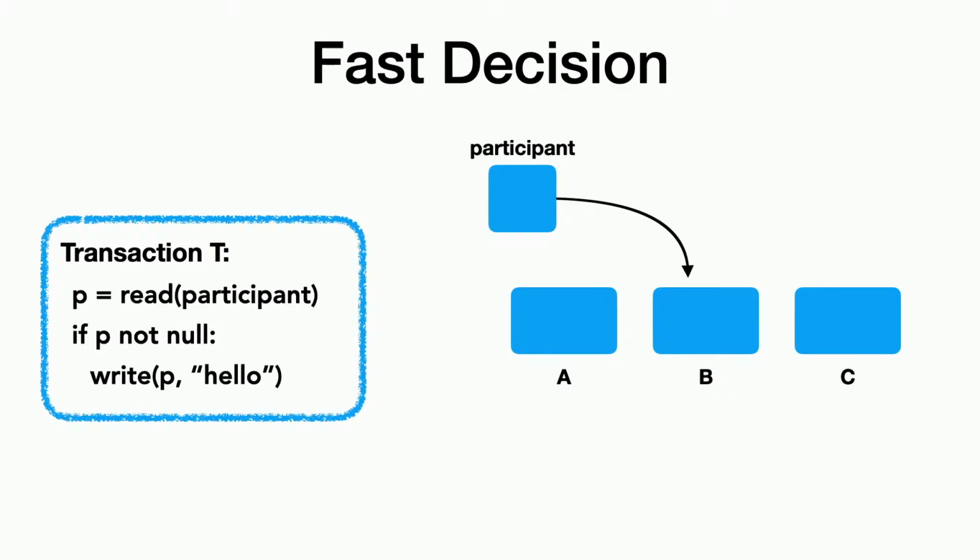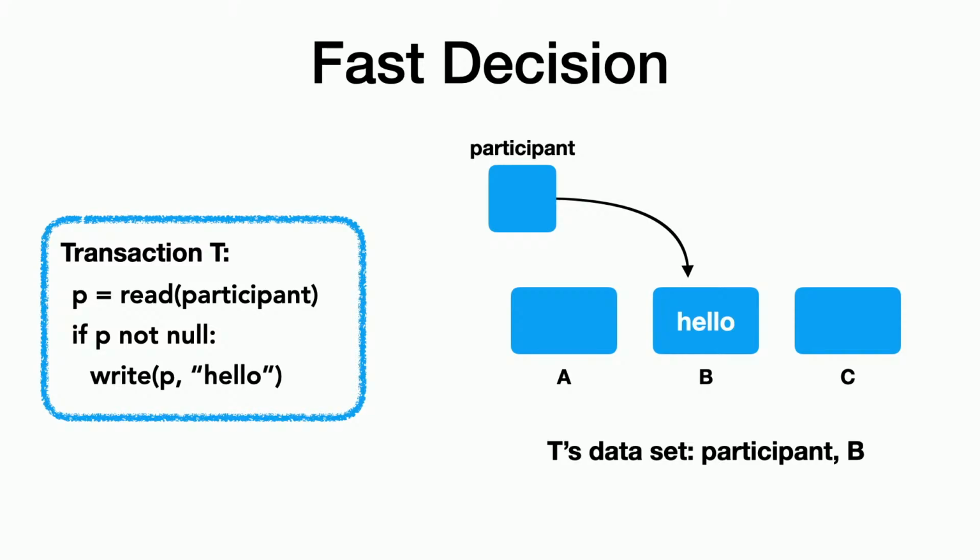Our data set has a global participant pointer that points to either A, B, or C, to tell us who is the current participant in our system right now. My transaction says: read who is the participant, and if that participant is not null, if there's someone participating in the system right now, then say hello to them. So if the participant is not null, the transaction's data set is the participant pointer as well as whoever that participant was.